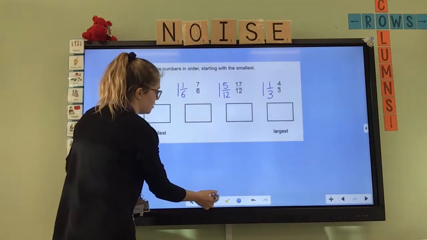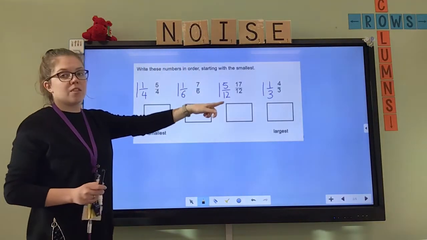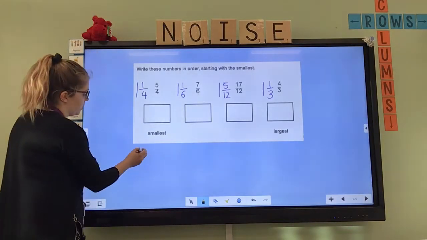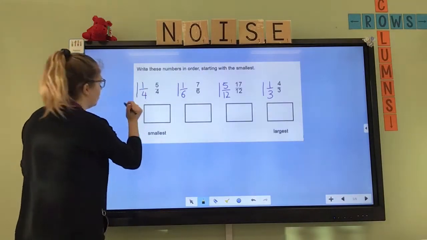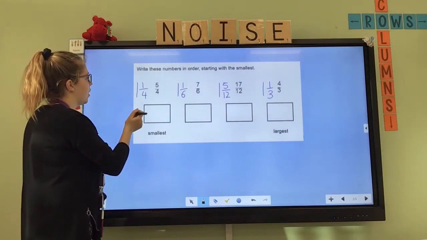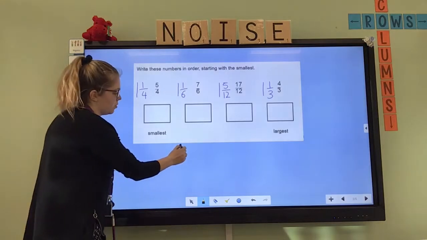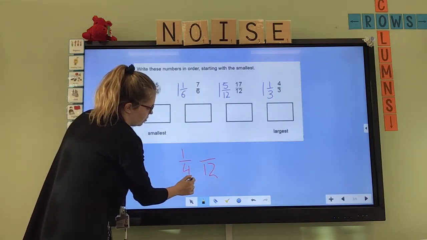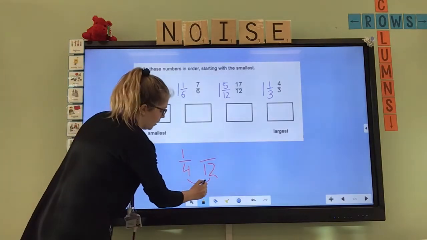So we need to do another step here where we need to convert our quarters, sixths and thirds into twelfths. So if I've got 1 1/4, my 1 stays the same. I've always got 1 whole. But my quarter, we need to put a quarter into twelfths. So let's jot that down here. Putting my quarter into twelfths. So we need to think 4 times what is 12? And the answer is 3.